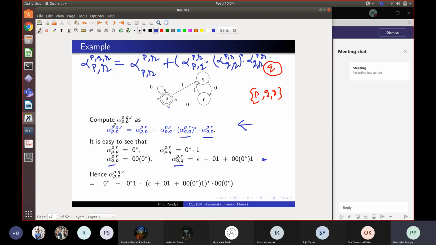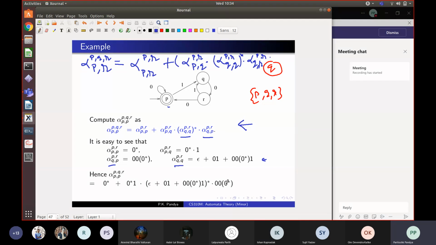Since this first term is given by this red underlined thing, the second term is given by this. I'm underlining them in blue. We can put it all together and get this regular expression as the regular expression for this automaton. So it's quite a complex regular expression. Is the method clear to you? You will have to get some practice of doing this calculation, but the method should be clear to you.